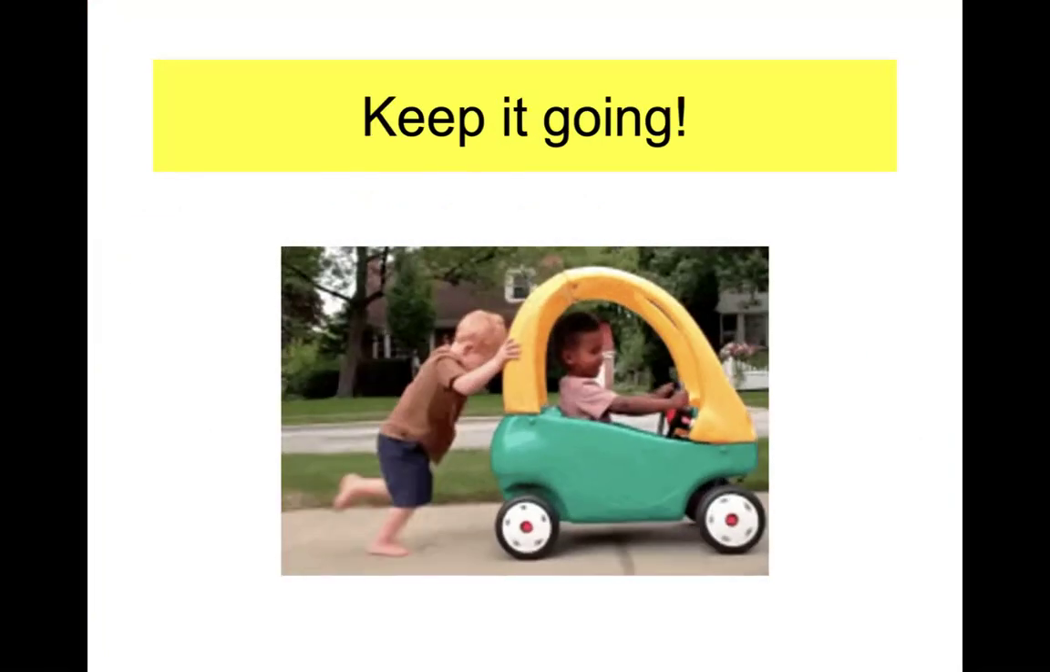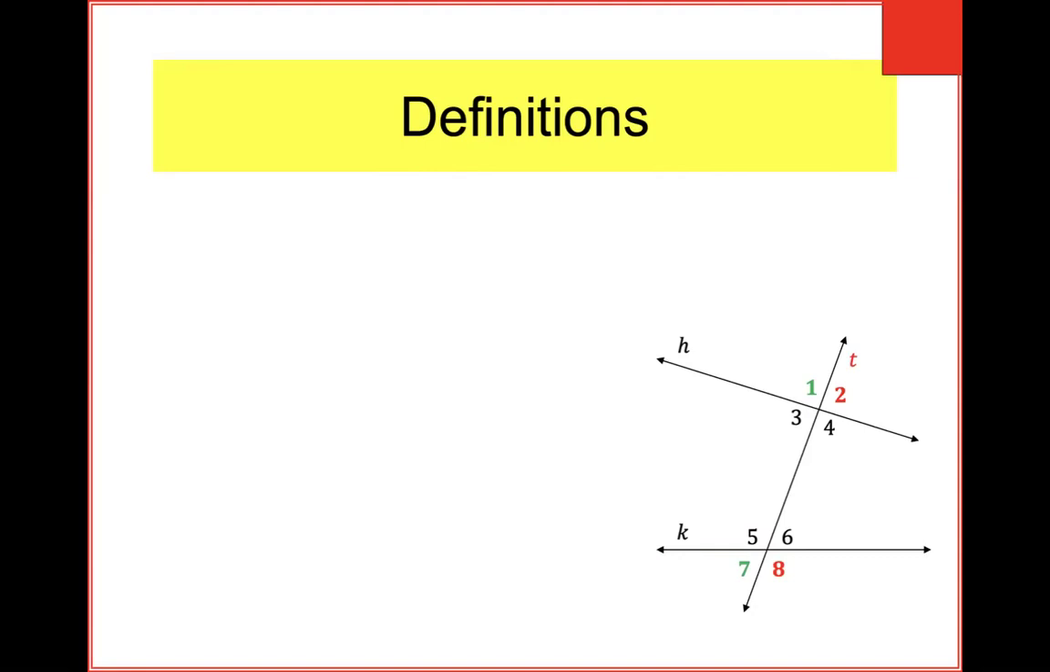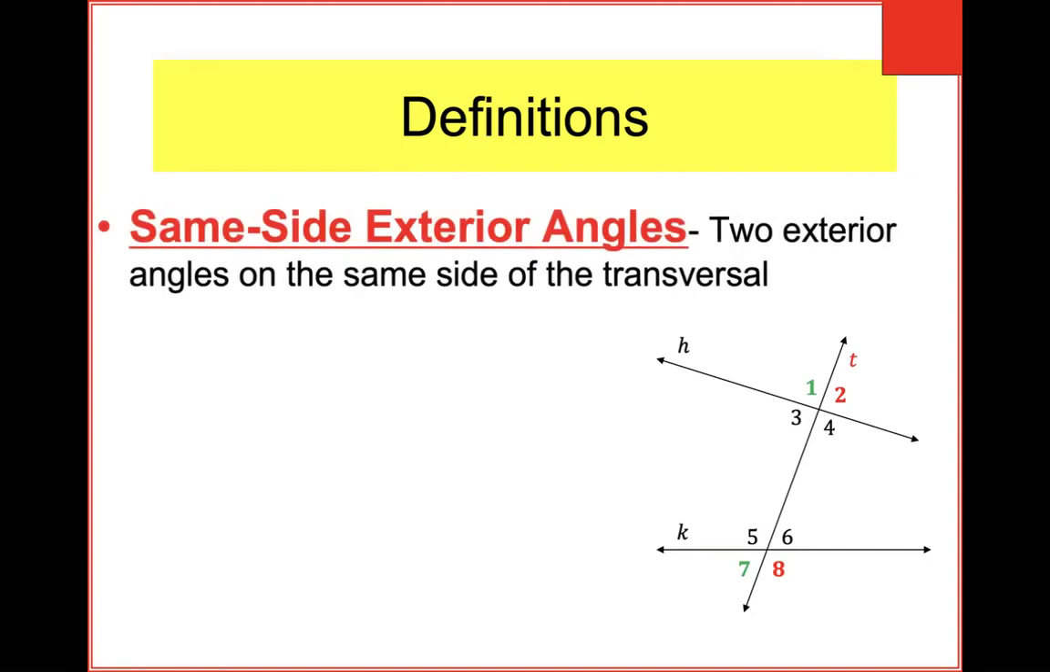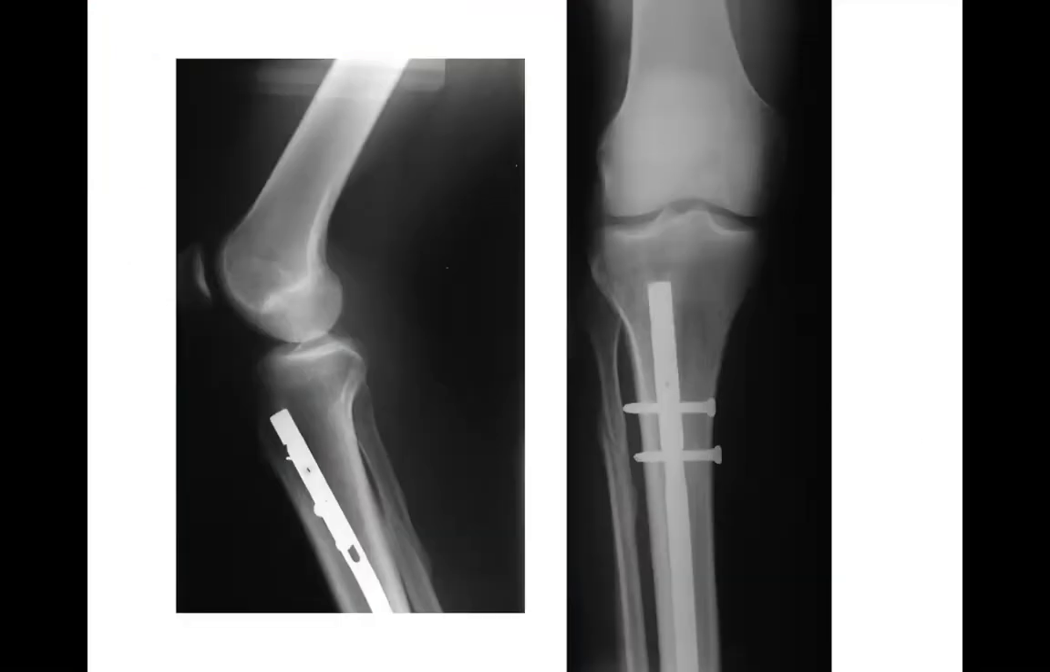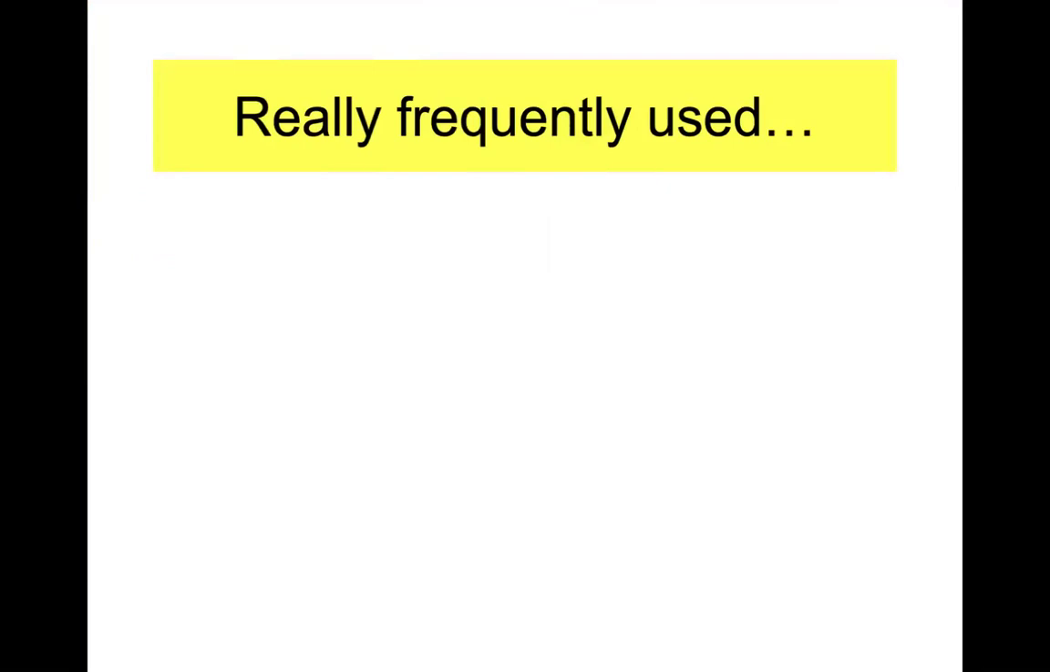Okay, here we go. More. You can probably imagine from the colors and from their positions that these would be the same side exterior angles. So 1 and 7 are same side exterior angles, and 2 and 8 are same side exterior angles. A little bit overwhelming? A little bit. All right, more pain. Last one.